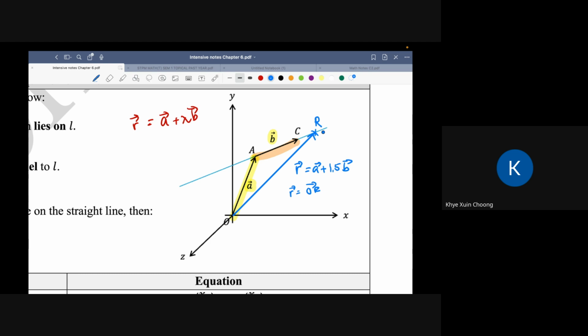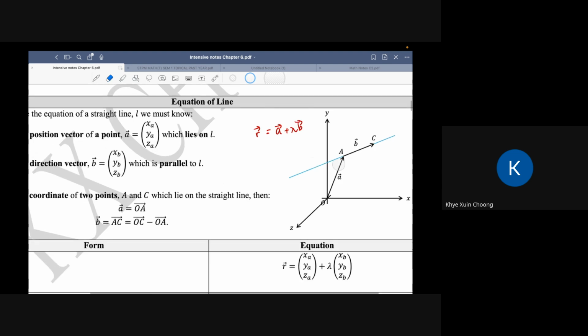If you want to find the equation of any line, you want to find the position of any point on the line, you just need to find the correct lambda, then you can find the coordinates of it. So this is just an example of one point.